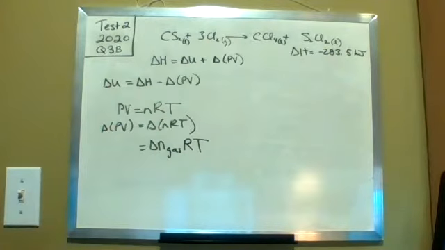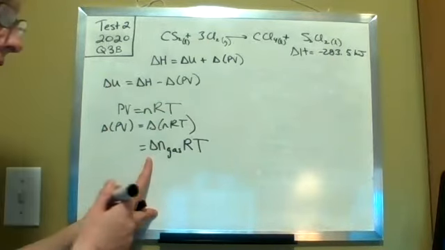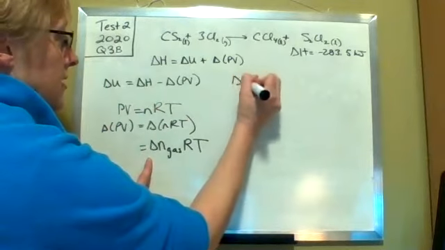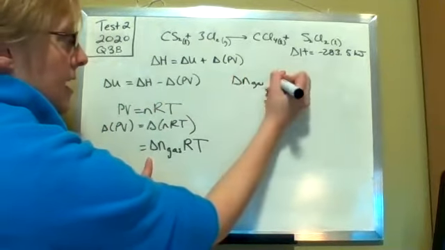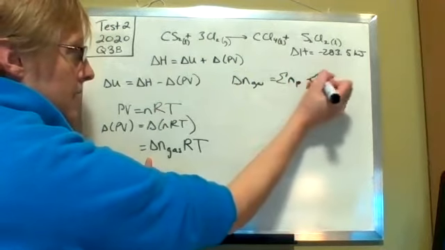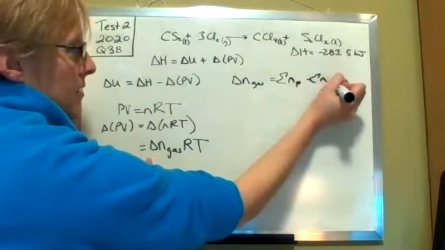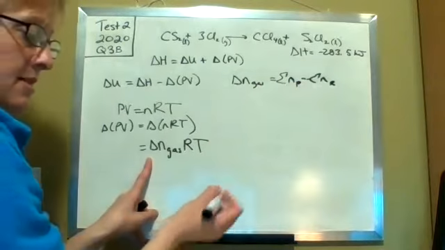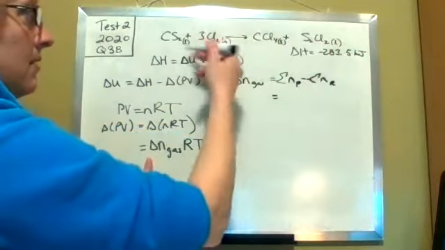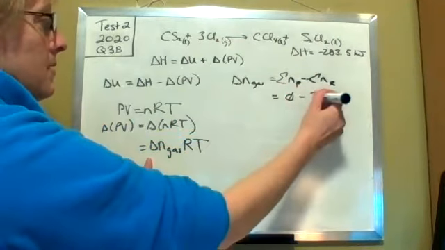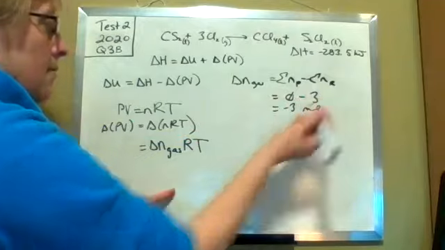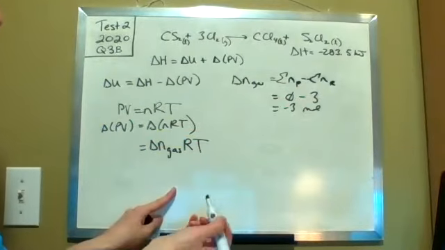Now, it's the products minus reactants. We want to find delta n. This is the sum of all the moles in the products minus the sum of the moles in the reactants. And remember, only gaseous ones. So this equals, you have no gas molecules in the products, 0, minus in the reactants, 3. So we have minus 3 moles for that value.